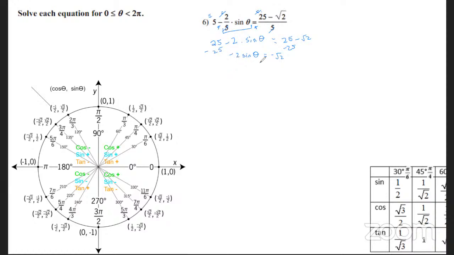So now sine is still not quite by itself. It's being multiplied by -2. We have to divide by -2. This will cancel out. We've got sine of theta equals, 2 negatives make a positive in math, so radical 2 over 2. Now, you should be very familiar, or begin to get very familiar, with these.